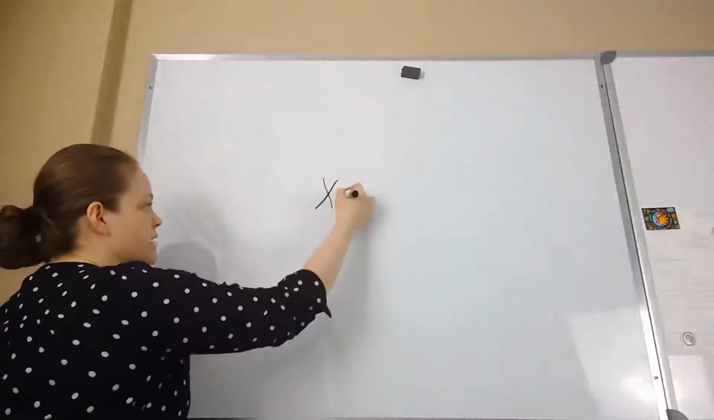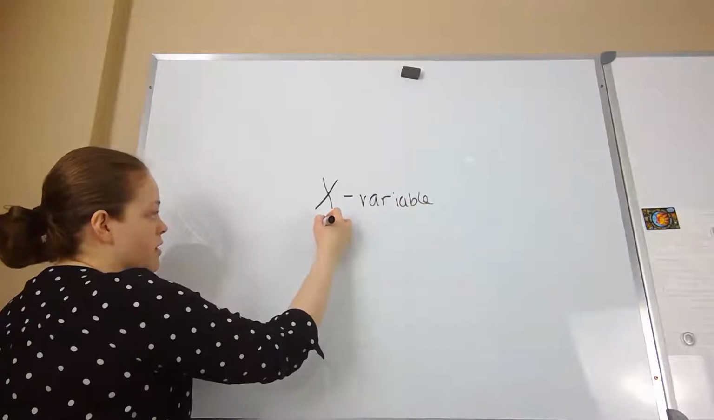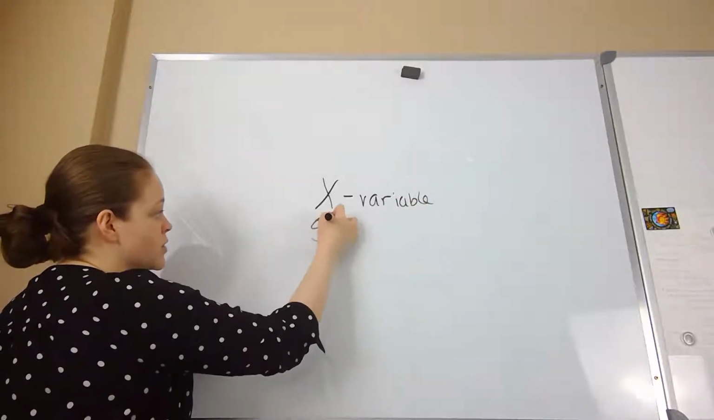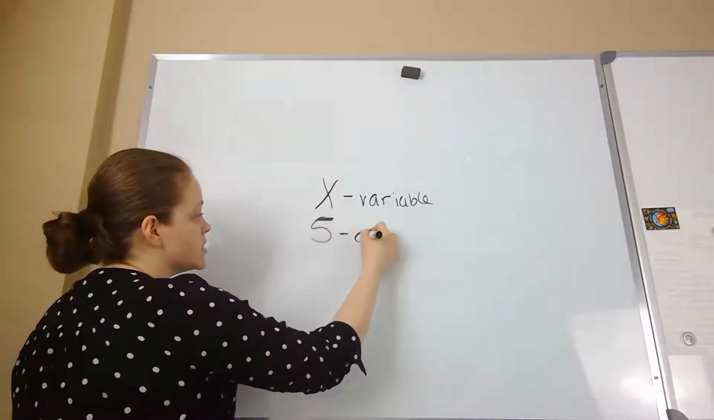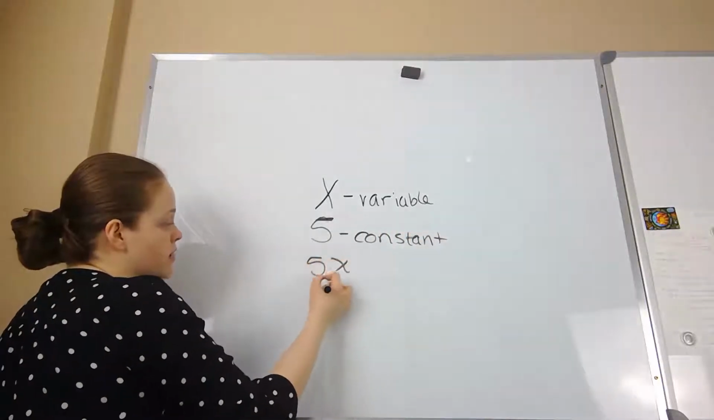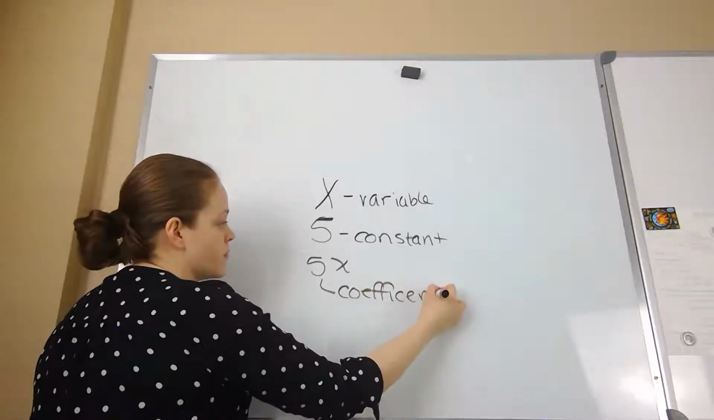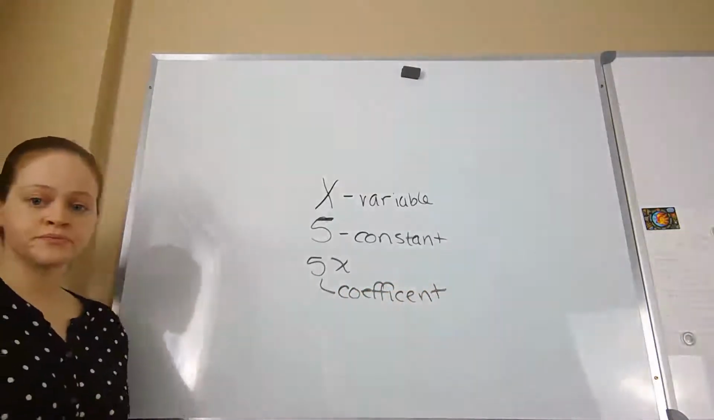So we have x, which is a variable. We have maybe a 5. When you have just a number, it is a constant. If I have a number in front of the x, the number is now called a coefficient.